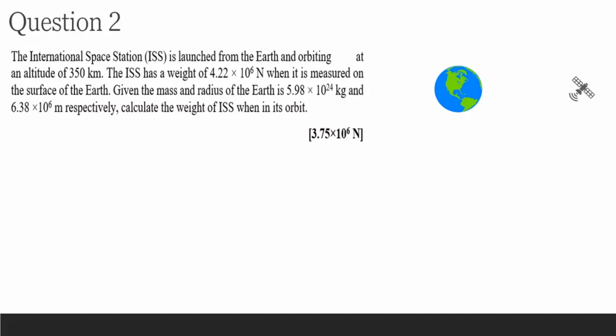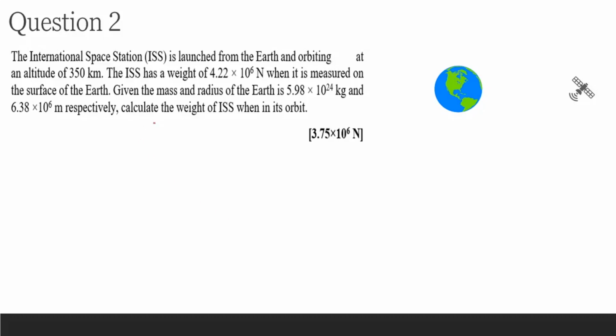We are trying to find weight. Okay, this involves your second subtopic, yeah, if I'm not mistaken, acceleration due to gravity or gravitational field strength. So let's read the question first. The ISS is launched from the Earth and is orbiting at an altitude of 350 kilometers. The ISS has a weight of 4.22 exponent 6 Newton when it's measured on the surface of the Earth. Given the mass and radius of the Earth, those values are on your screen, respectively. Calculate the weight of ISS when it is in orbit.